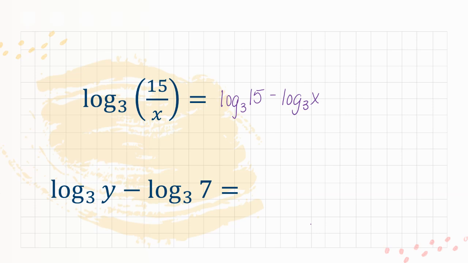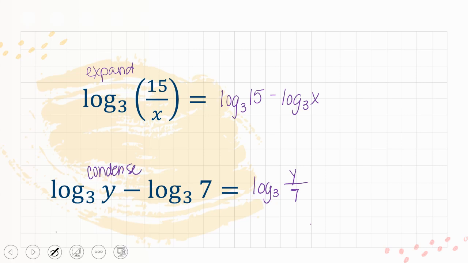Because log 3 of x minus log 3 of 15 is different. So you do have to make sure you write them in the correct order here. The second one, we're going to condense and rewrite this subtraction as a division. So we're going to take log 3 of y on top because it's first, 7 on bottom because it's second. So again, make sure that your first one is the numerator, your second one is the denominator, so that they're in the right order with the subtraction. Again, we can both expand by rewriting division as subtraction, and we can condense by rewriting subtraction as division.